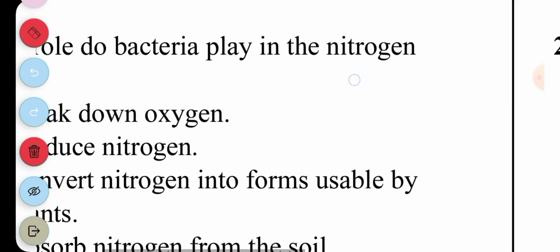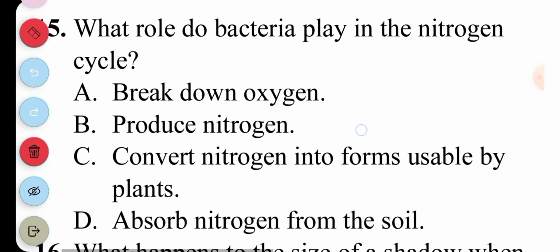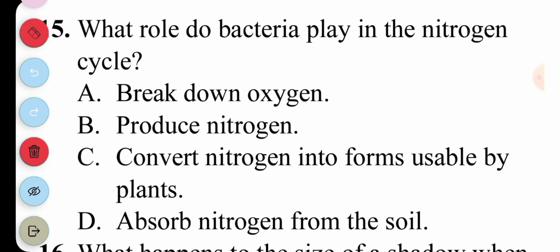Question 15: what role do bacteria play in the nitrogen cycle? A, break down oxygen. B, produce nitrogen. C, convert nitrogen into forms usable by plants. D, absorb nitrogen from the soil. The answer to 15 is C, convert nitrogen into forms usable by plants. Nitrogen is converted to nitrite and nitrate.